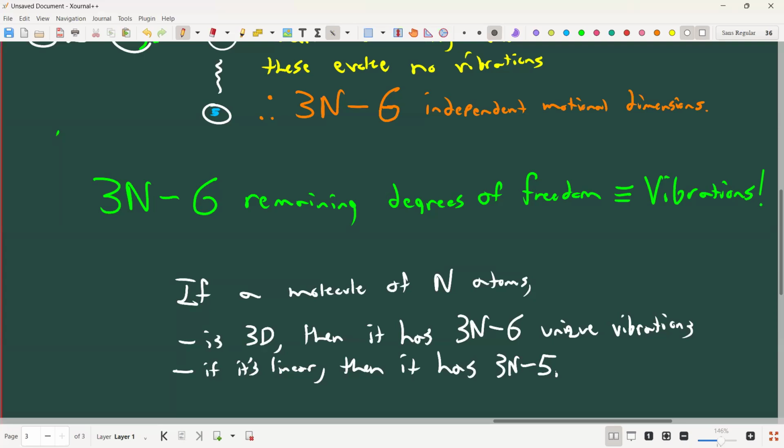This rule is pure geometry. It's just a general rule that if you have n atoms, you have 3n minus 6 unique vibrations. We don't know what those vibrations look like. We don't know what their energy levels are or anything like that. We just know there are 3n minus 6.